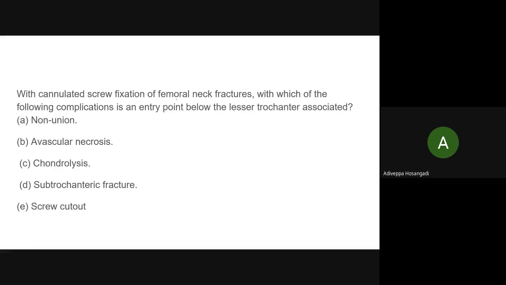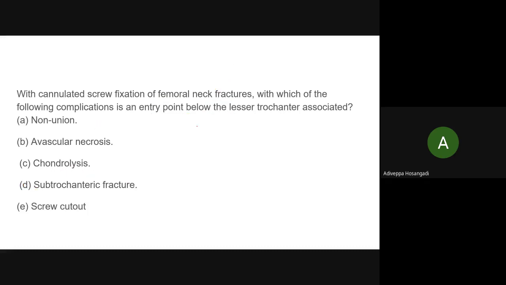With cannulated screw fixation of fracture neck femur, so I told you reduce and fix it. Now how do you fix it? I will explain that in a minute. Next question: cannulated screw fixation of femoral neck fracture, with an entry point below the lesser trochanter, is associated with which of the following complications? It is difficult for you to answer, but these are all potential questions, I'm sure.